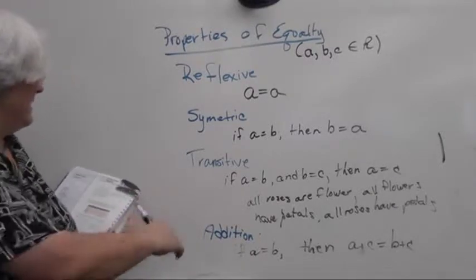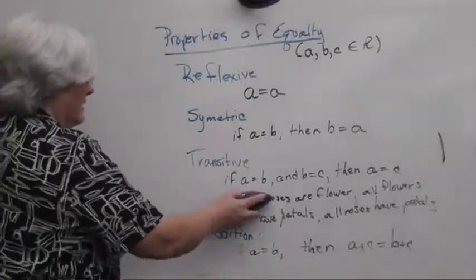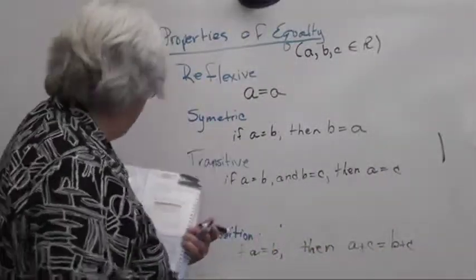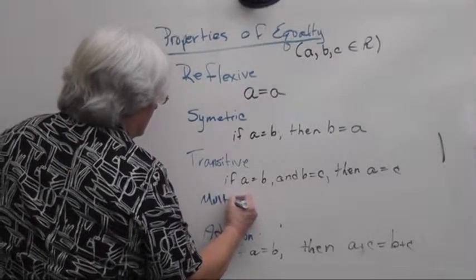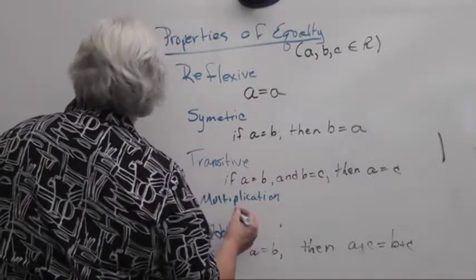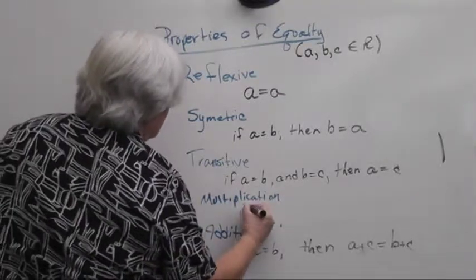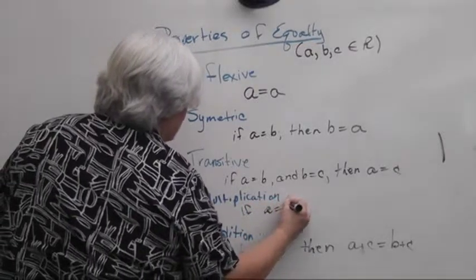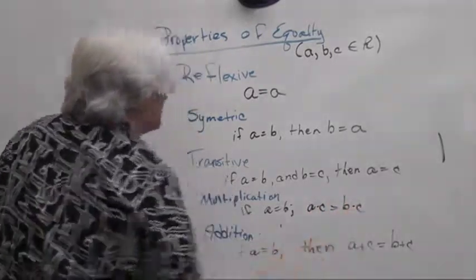And then you also have the multiplication property of identity. I'm going to go ahead and get out my little logic statement over here. And we have the multiplication property of identity. This tells us that if A is equal to B, if we have two different statements that are equal, then A times C is equal to B times C.